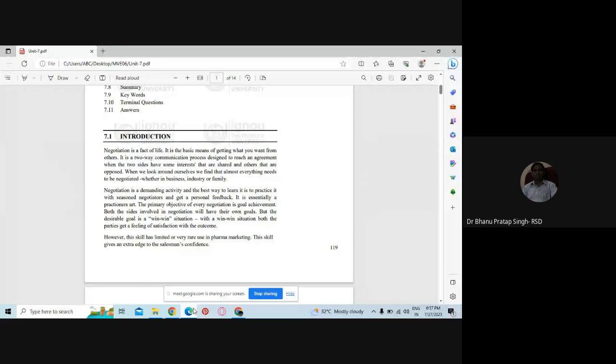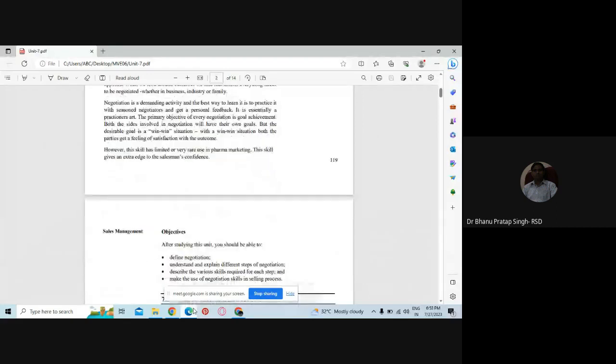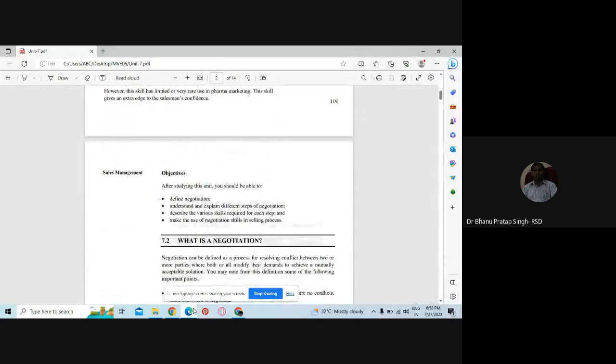The skill has limited or very rare use in pharma marketing. This skill gives an extra edge to the salesman's confidence. So in this topic, we will learn the definition of negotiation and how it is different from selling, what skills are required for negotiation, and what the role of negotiation skill is in the selling process.